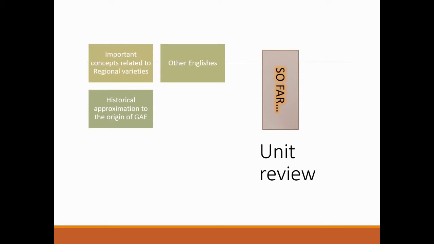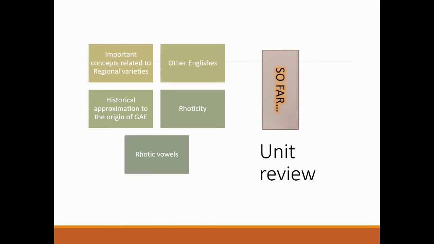We have also covered the historical approximation to the origin of General American English, and particularly one of the most striking features of American English that makes it different from British English, which is rhoticity. And we have started our description of rhotic vowels.